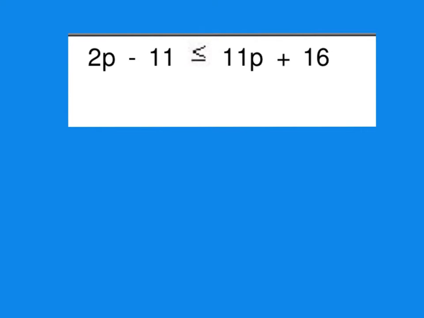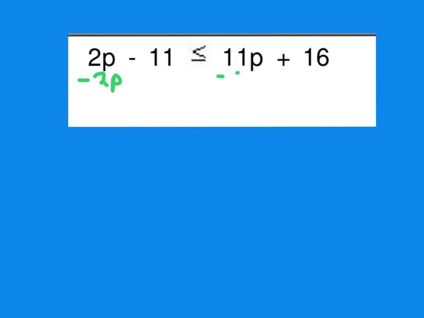All right, we're going to solve this inequality. It says 2p minus 11 is less than or equal to 11p plus 16. I'm going to take it step by step. The first thing I want to do is get my p's on both sides of the equation, and I want to keep p positive. So 11 is bigger than 2, so to start out with, I'm going to minus 2p.